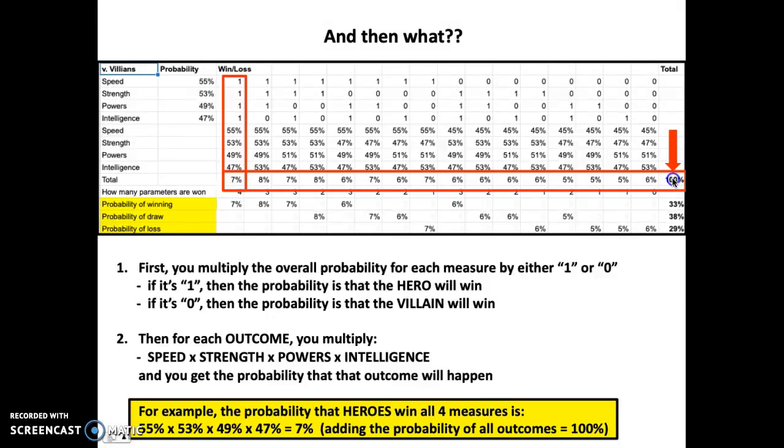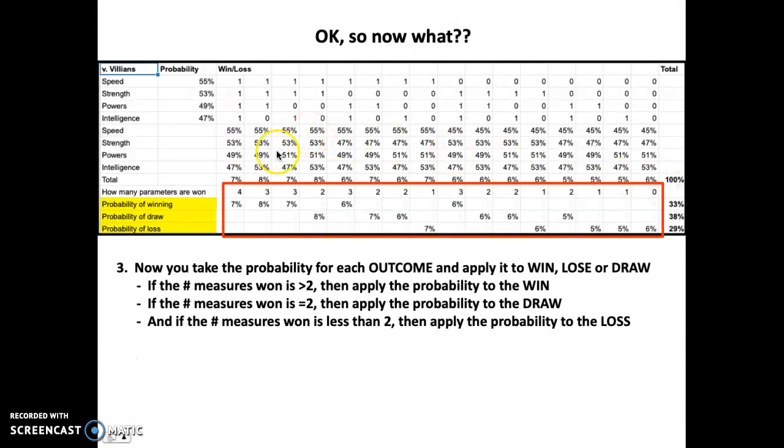Now you take the probability for each outcome and apply it to win, lose, or draw. If the number of measures is more than 2, then apply it to the win. If the number of measures is equal to 2, then apply it to the draw. And if the number of measures is less than 2, then apply the probability to the loss.